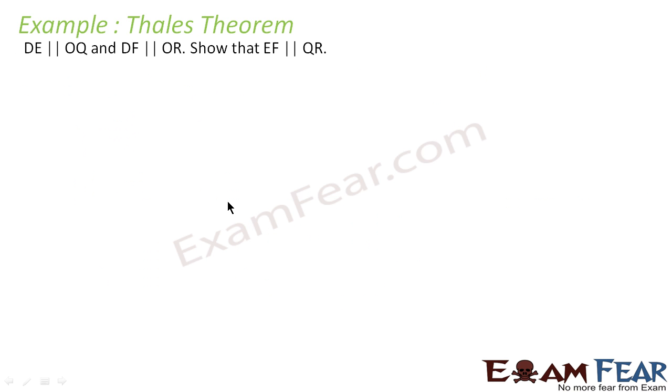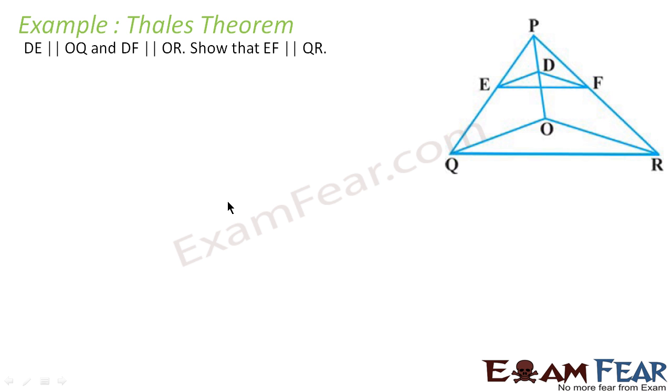Take one example. In the example, DE is parallel to OQ. So I'll say that this line is parallel to OQ. Also, DF is parallel to OR. So I'll say DF is parallel to OR. Correct? We have to prove that EF is parallel to QR.